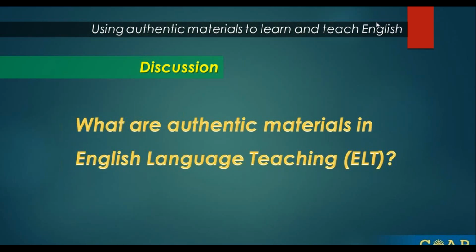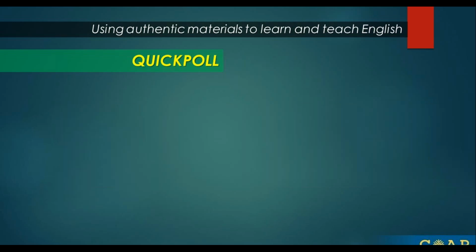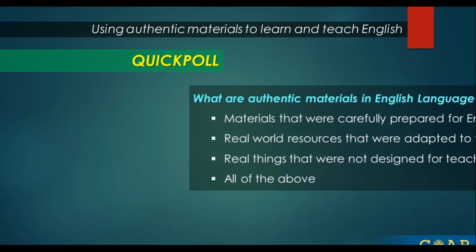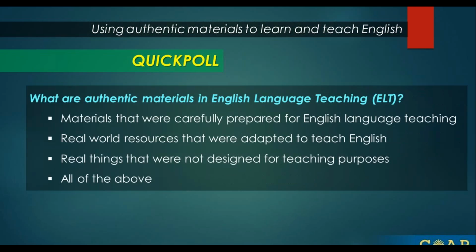These are the questions. What are authentic materials in English language teaching? There are 4 options, and you have to choose only one. The first one is materials that were carefully prepared for English language teaching, and the other option is real-world resources that were adapted to teach English, and the third one, real things that were not designed for teaching purposes, and the last option is all of the above. Okay, so you have to go through the quick poll and choose only one answer. This is question number 1.